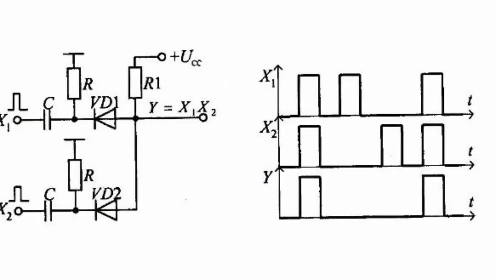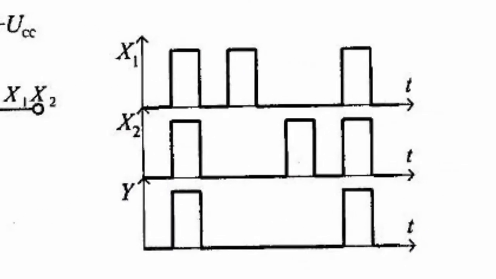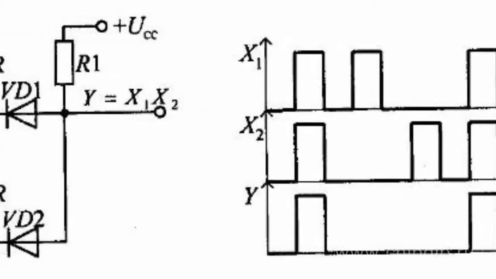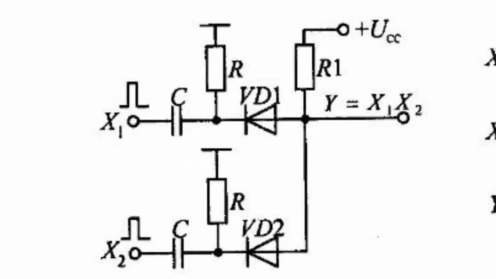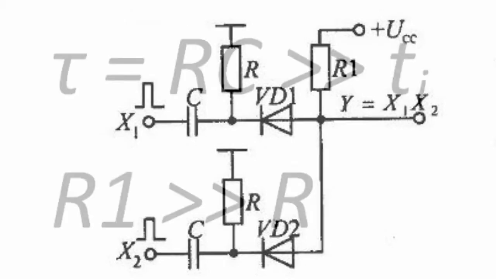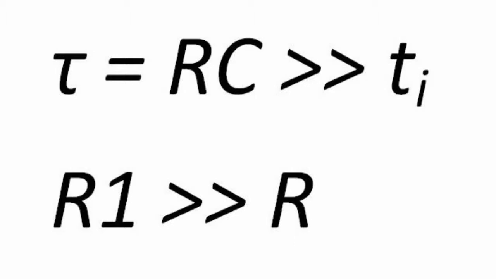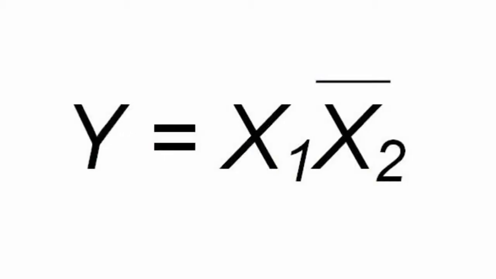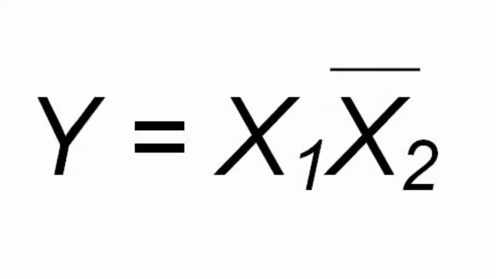The schematic of a pulse diode component AND also differs from that of a similar potential component, as it has an RC oscillating circuit at the input. The necessary conditions are as follows. Capacity multiplied by resistance must give a result much greater than the duration of the input information pulses. Resistance R1 must by far exceed resistance R2. The signal at the output of the AND component appears if the pulses at all inputs coincide.